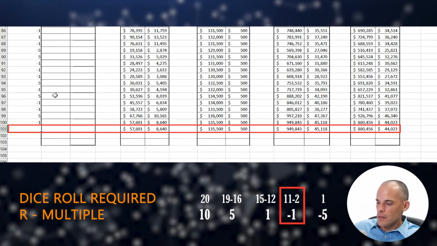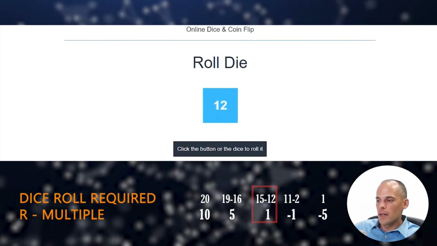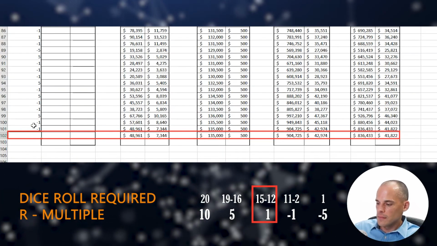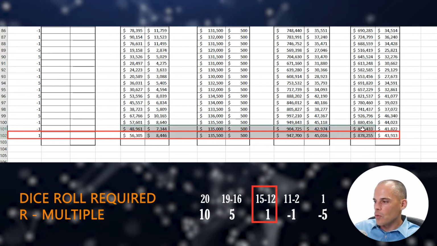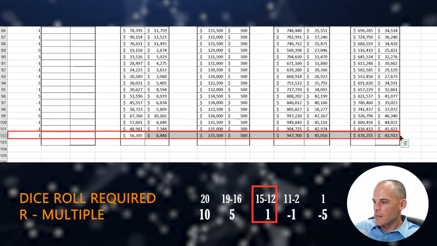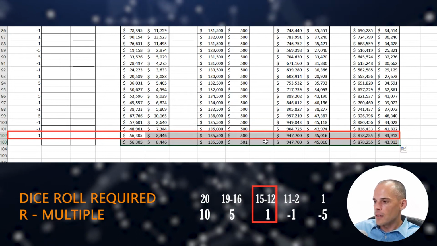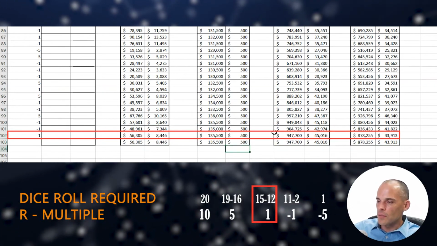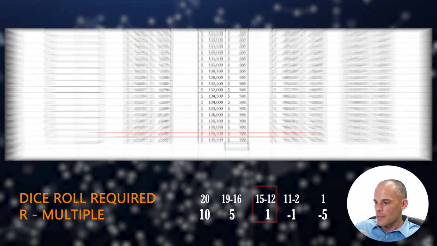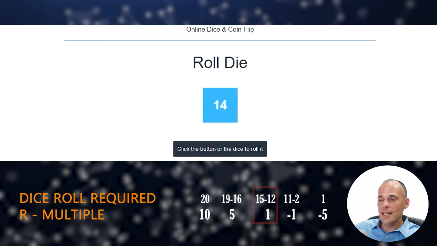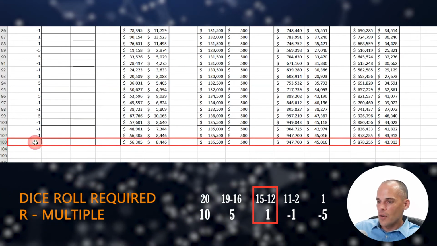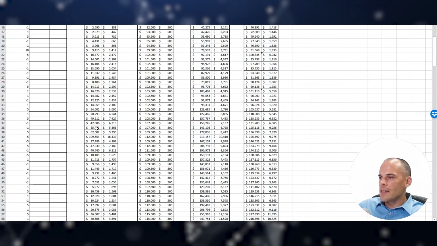10 is a -1. 5 is a -1. 12 is a +1. Almost there. One more roll, everybody. We'll see what happens. It'd be fun if it was a +10. I have no idea what's about to happen. It's a 14, which is a +1. Okay. There we go. All right, so that completes 100 trades.